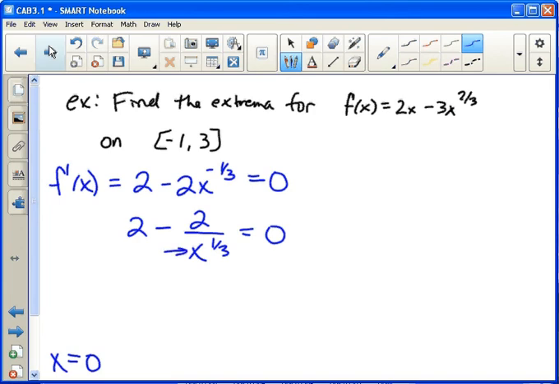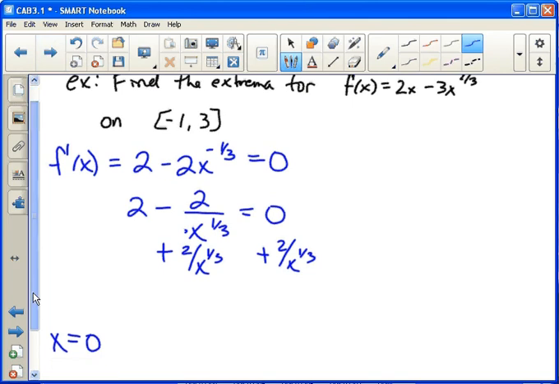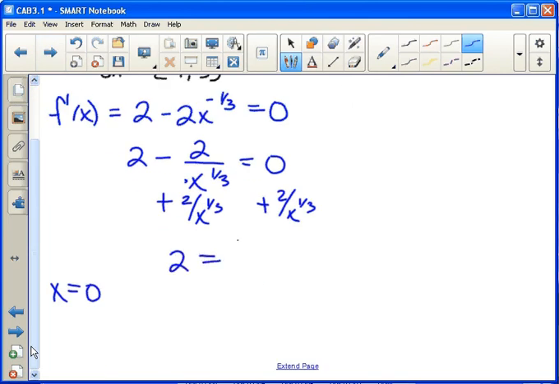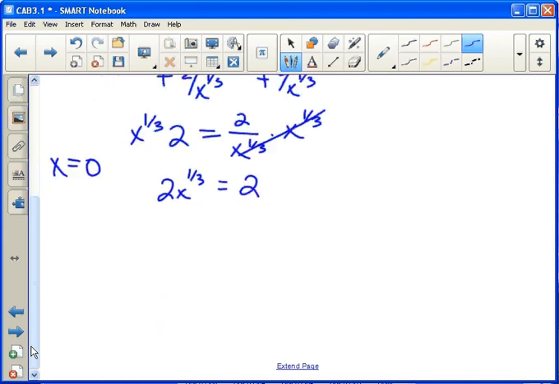So now I'm going to add this whole piece over to this side. So I get 2 equals 2 over x to the 1/3. Then I multiply both sides by x to the 1/3. And I get 2x to the 1/3 equals 2. Then divide both sides by 2. And I get x to the 1/3 equals 1. Then to get rid of the 1/3, we cube it. So x equals 1. So our critical numbers are 0 and 1.